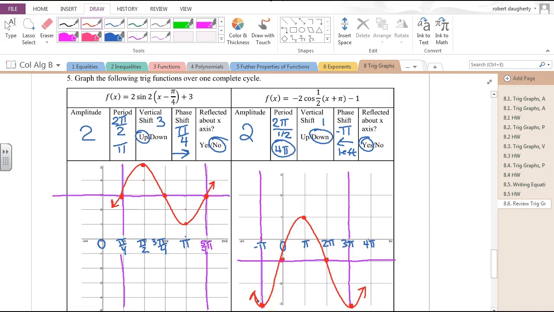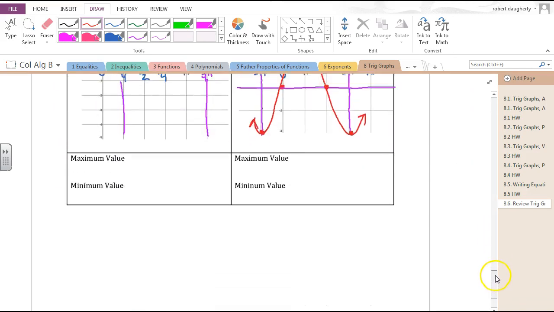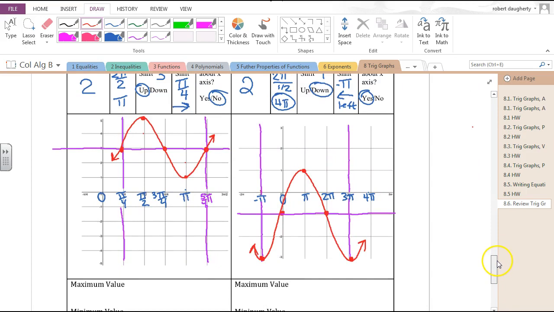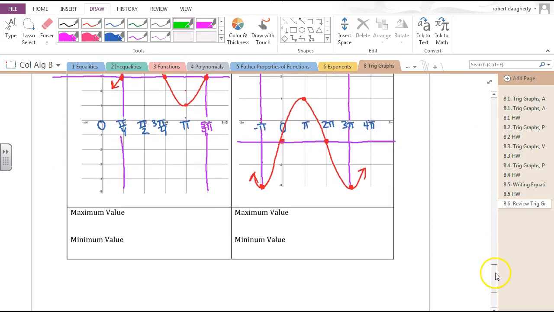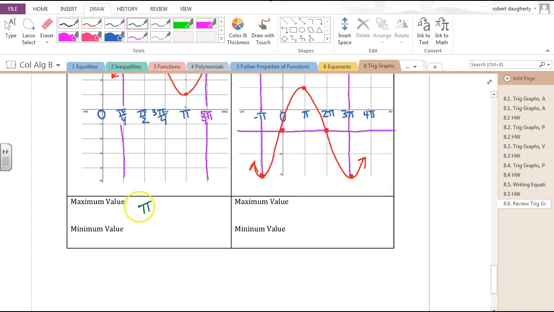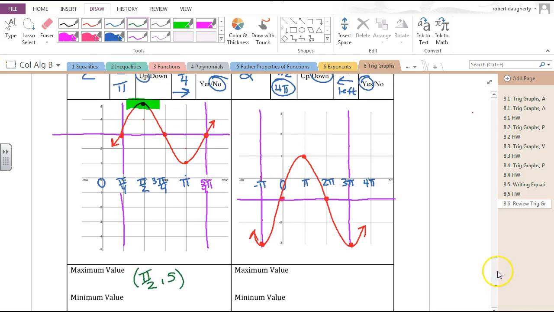So that is -2. It's an inverted cosine, 1/2 x plus pi. That means pi shifted to the left and down by 1. And here it asks you some questions. Maximum value, minimum value. You look at this first one, the maximum value of the first curve is right here. That point is pi over 2, 5. So the first one has a maximum at pi over 2, 5. And minimum value. Look at the next curve.